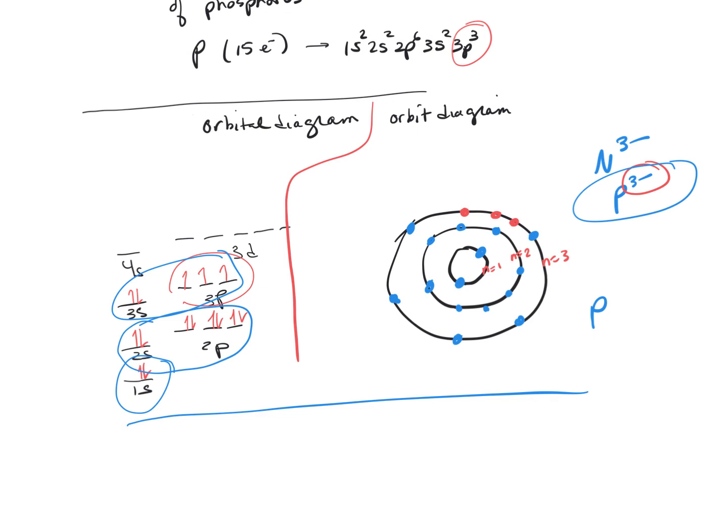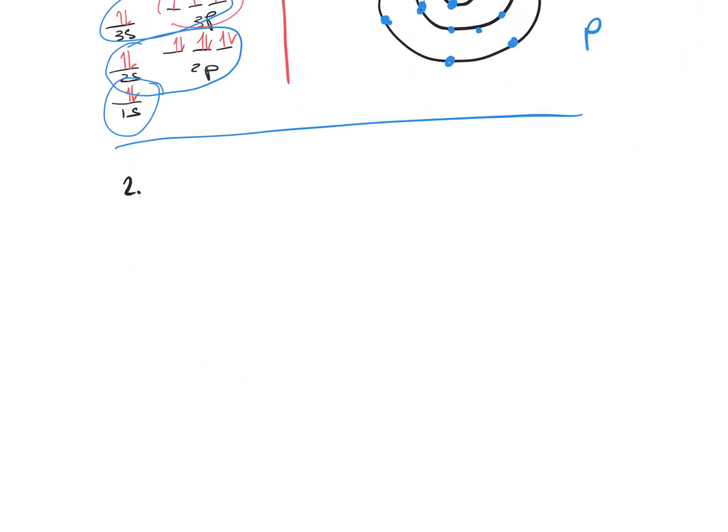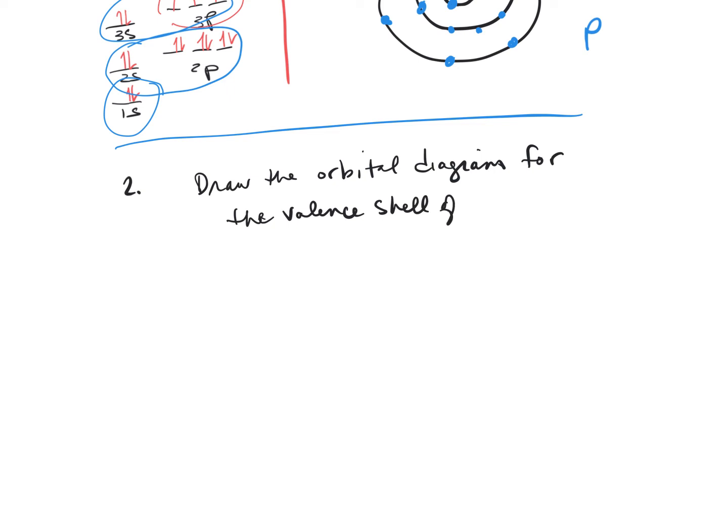And then the last one I want you to look at, I think it's copper. Wait a minute, let me look at it. Question. Okay, so this is number 2. And this says draw the orbital diagram for the valence shell of copper.